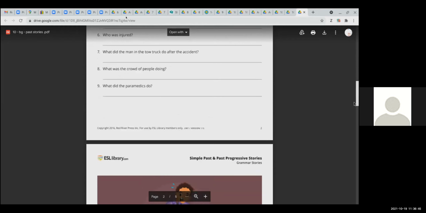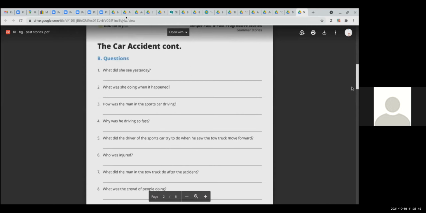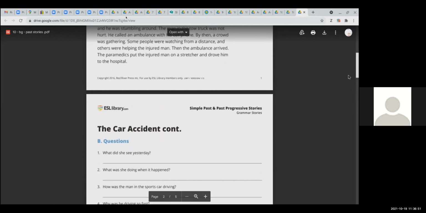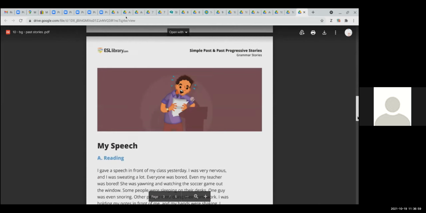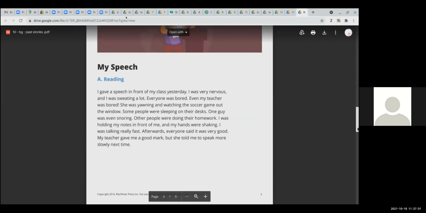What did the paramedic do? The paramedic put the injured man on the stretcher and drove him to the hospital. This is another speech, reading.